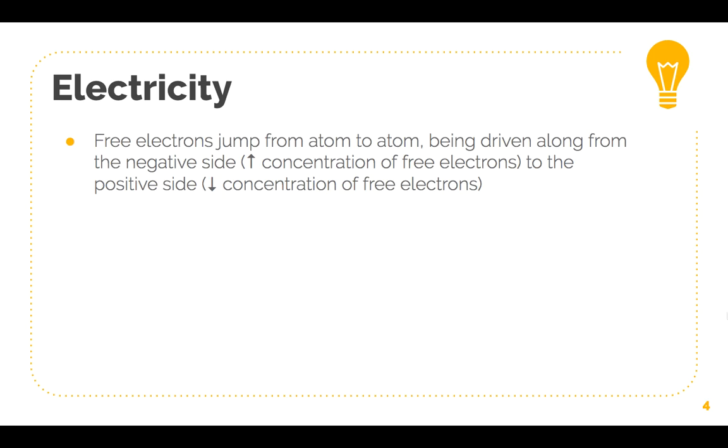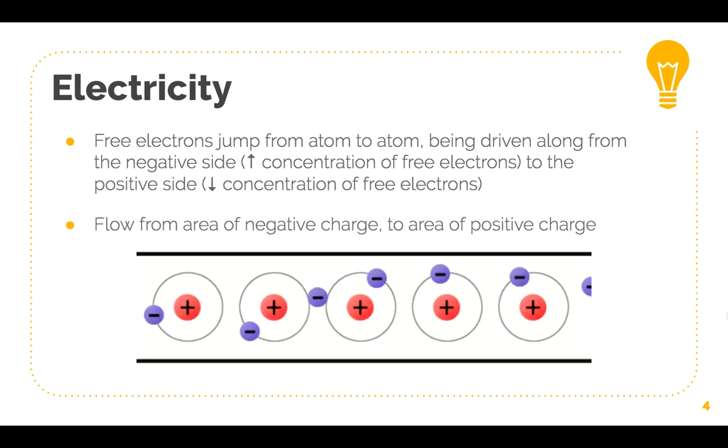So during electricity, free electrons jump from atom to atom, being driven along from the negative side, where there's a very high concentration of free electrons, to the positive side, where there's a low concentration of free electrons. So the negative side of any conductor or any power source always has a high concentration of free electrons. That's why it's generally negative. And those electrons want to move to the positive side and get away from that mass of electrons where there's a low concentration of free electrons. And we say that electrons flow from an area of negative charge to an area of positive charge.